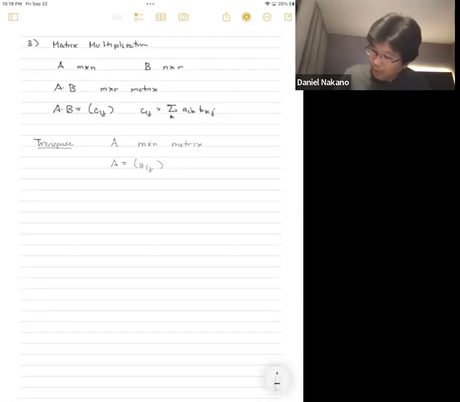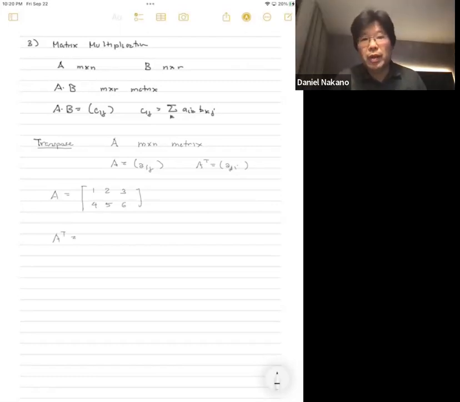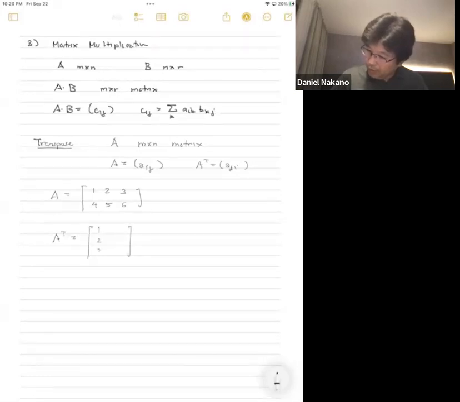So let me do an example. The transpose matrix is just going to be Aji here. So if I take 1, 2, 3, 4, 5, 6, then for the transpose, we take the first row of A and make it the first column of A transpose. So we have 1, 2, 3 here, and then we do the same thing with the second row of A, we make it the second column of A transpose.